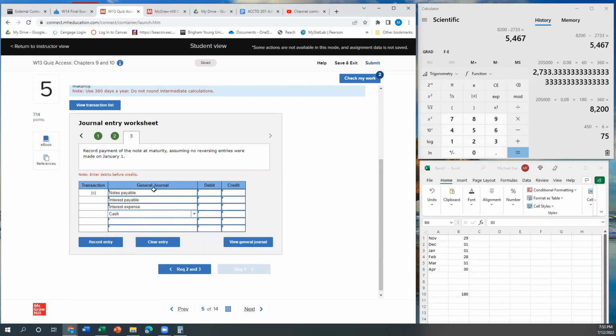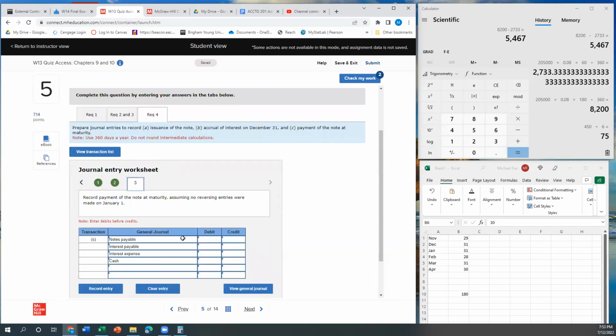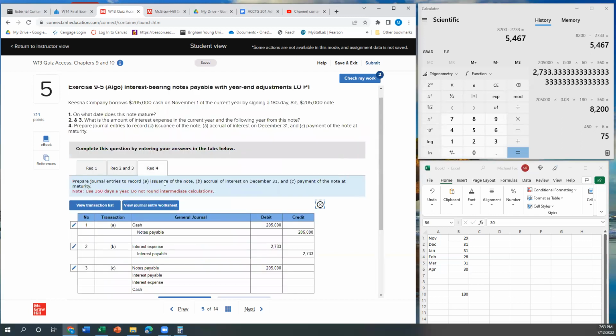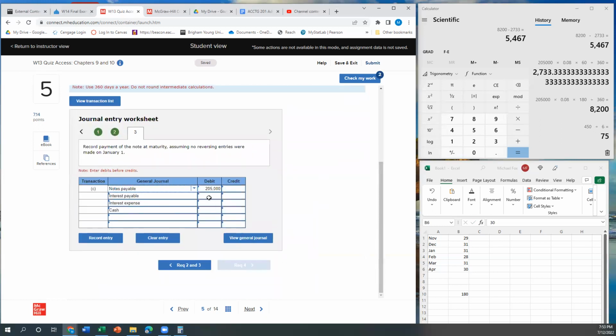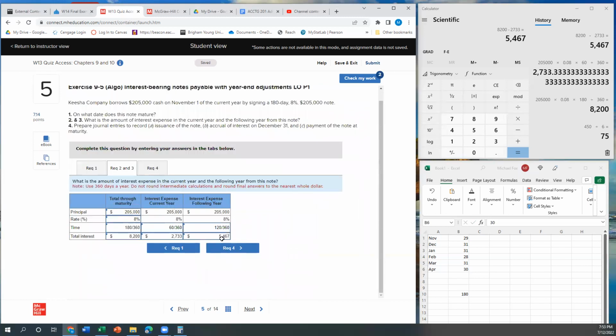So the note payable will be the amount of the whole note, which was $205,000, right? Our interest payable, if you remember back from our last entry, was $2,733. And then our interest expense is going to be the amount of interest expense that we identified for the following year, 5,467.